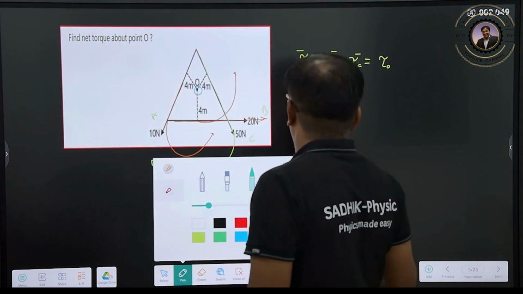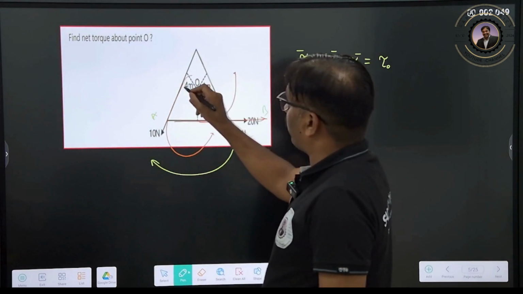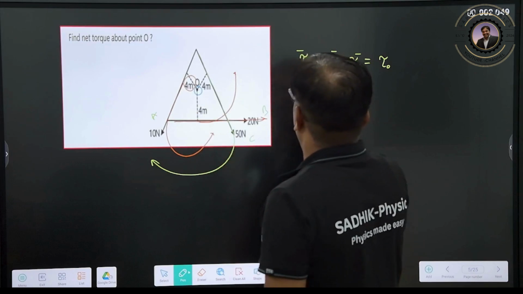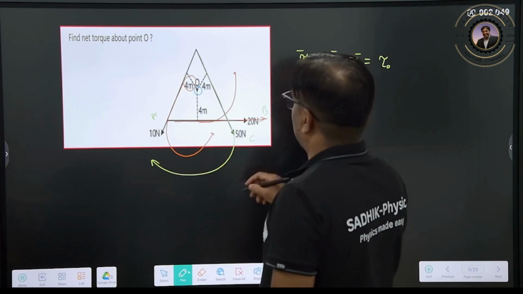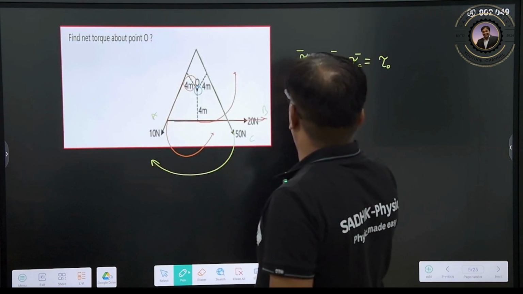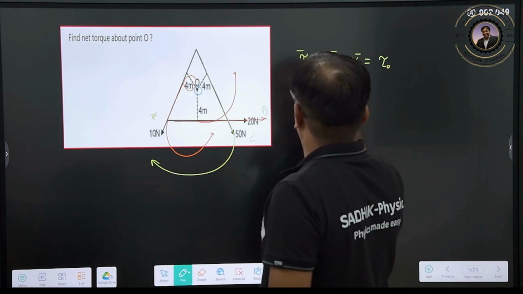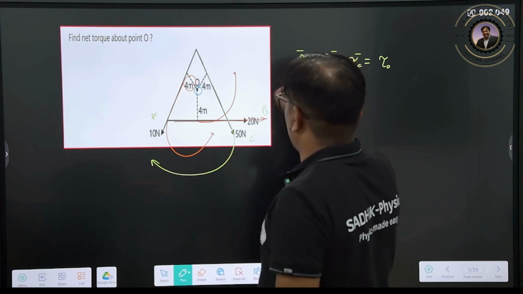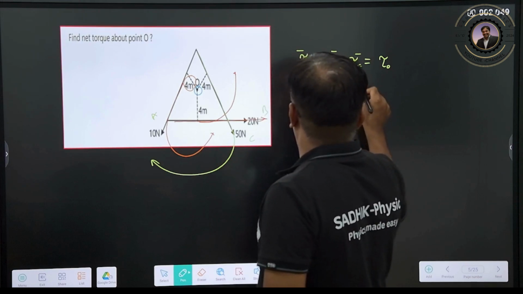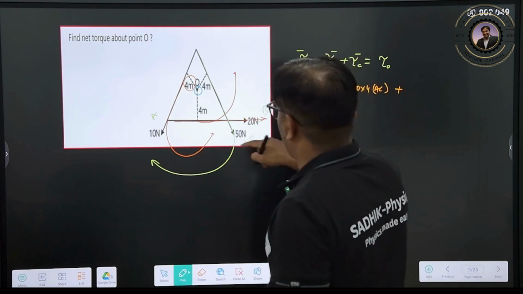So torque at A is how much? This is 10 and the perpendicular distance is 4 meters. So 10 into 4, and it is anti-clockwise. Now torque due to B is 20 into 4, again anti-clockwise.